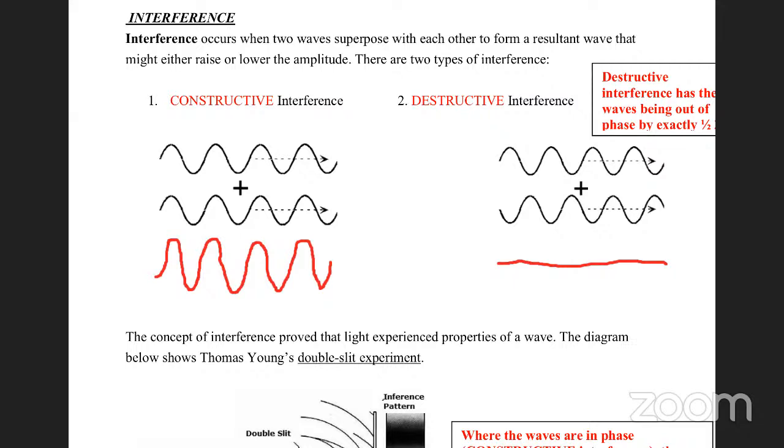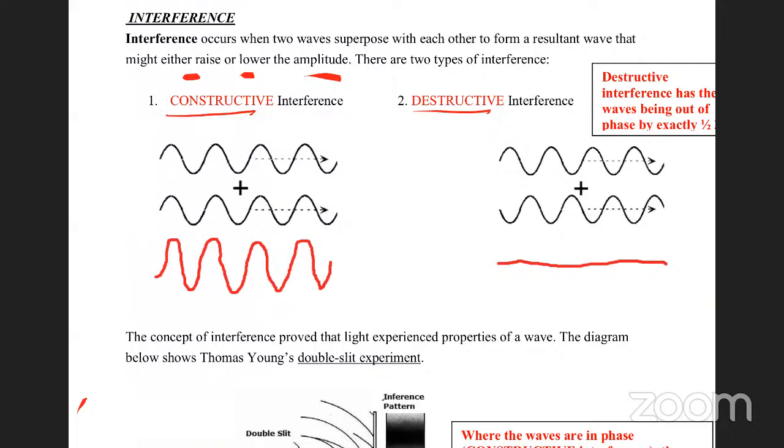Constructive interference produces larger waves. Destructive interference produces cancellation of waves. All right? And it's basically a math thing, right? So watch this here. Interference occurs when two waves superimpose with each other to form a resultant wave that might either raise or lower the amplitude. There are two types of interference. Well, there are more than two types, but for now, there are two types, constructive and destructive.